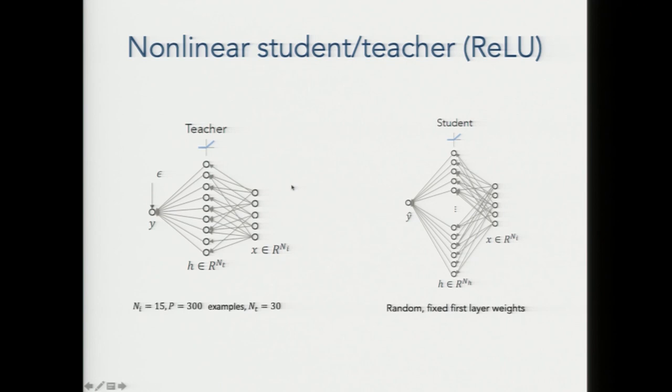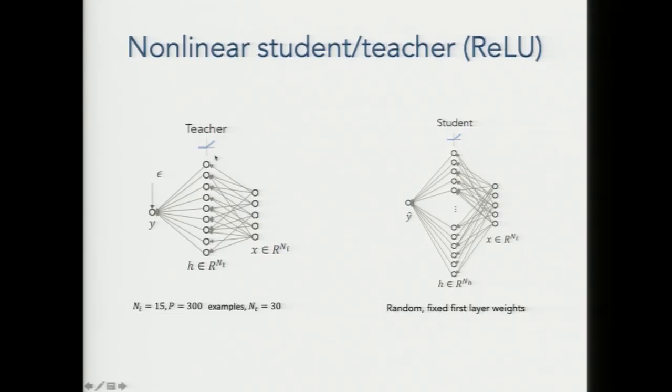To start with, I'm going to do the simplest extension from the shallow linear case. I'm going to have a random first layer, draw it randomly and fix it, and then only learn the readout weights in the student.